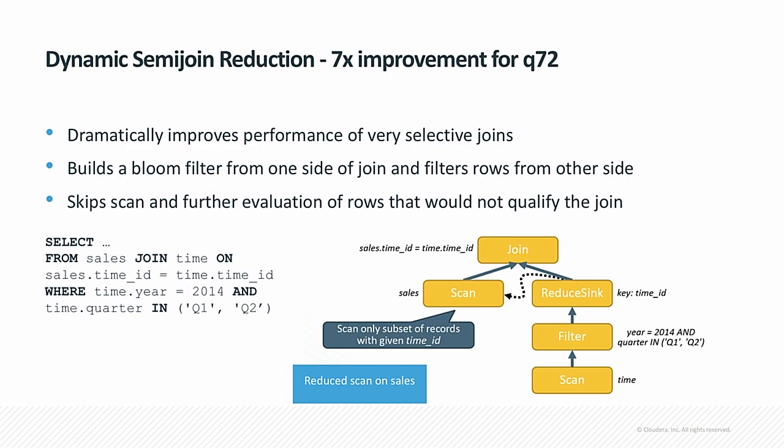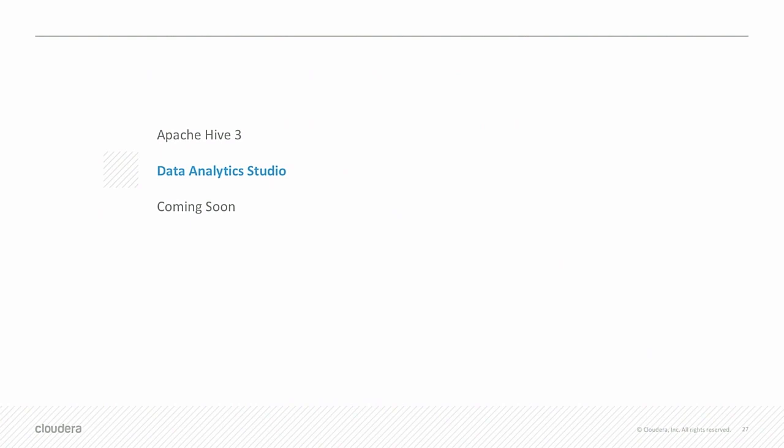In some cases, if you have fairly selective predicates, this can be a huge reduction in the amount of data that actually ends up having to go down to the join. And in the case of query 72, this resulted in a 7x improvement. So, basically a variety of both query optimization and runtime changes that resulted in improvements for Hive 3. Okay, so that's what we covered for Apache Hive.